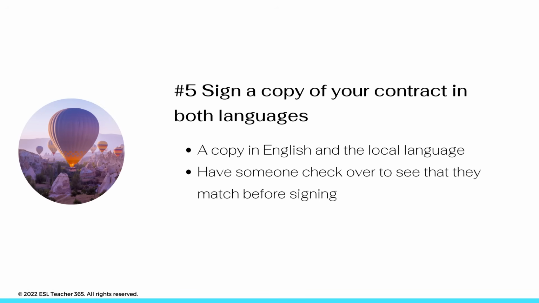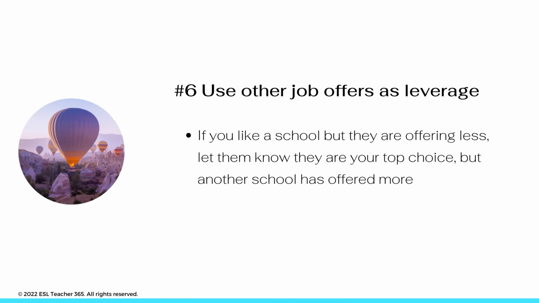My 5th tip is to sign a copy of your contract in both languages. You should have a copy of the contract in English and the local language. And of course, have somebody who speaks both of these languages check them over to make sure that they match, because there have definitely been times where the local language contract said one thing and the English one said something else. Number 6, use other job offers as leverage.